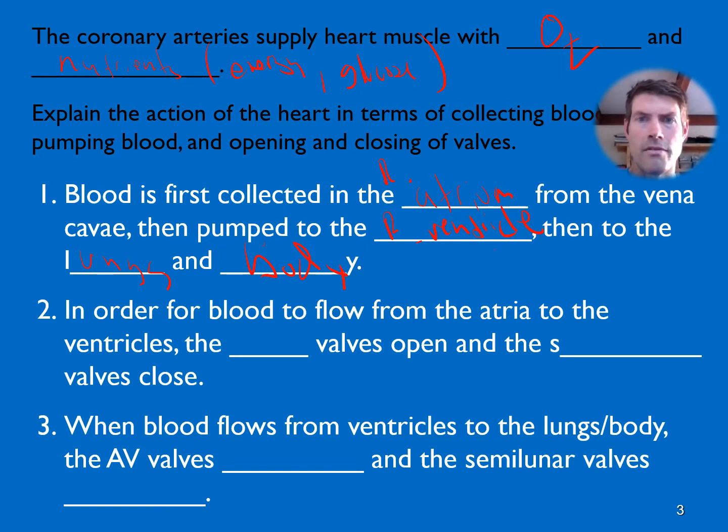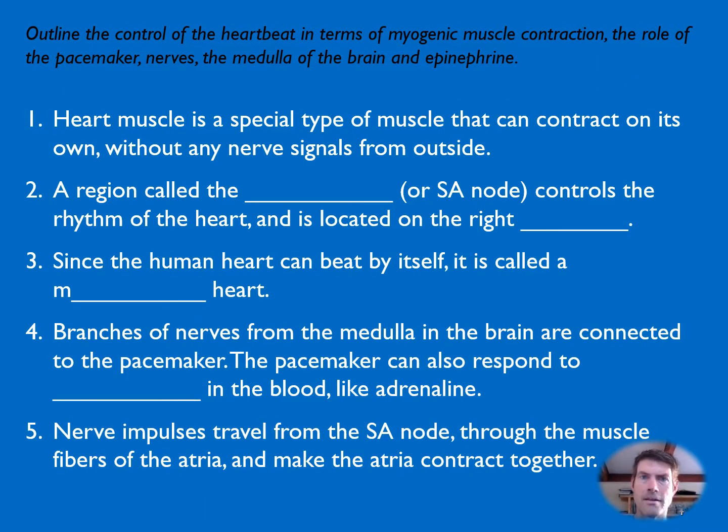And in order for that blood to go from the atria to the ventricles, the AV valves open and the semilunar valves close. When blood flows from the ventricles to the lungs, the AV valves close because you don't want the blood going back to the atria, and then the semilunar valves open. Okay, so I'm trying to remember what was in there.